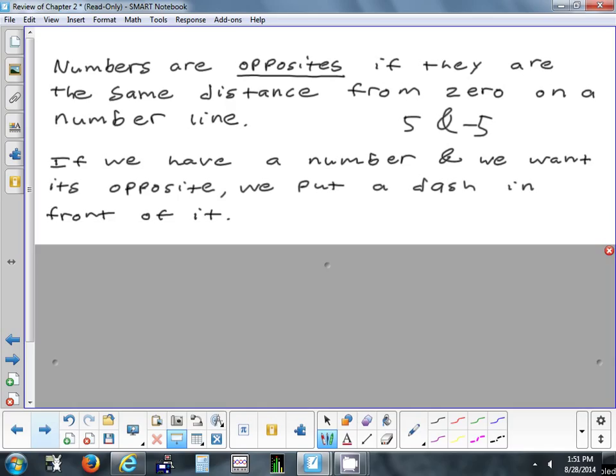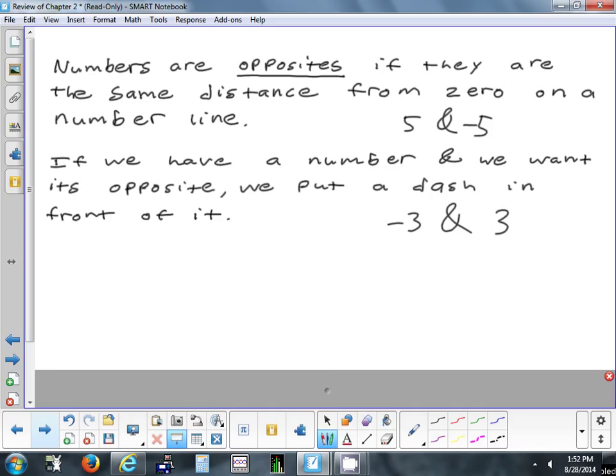If you have a number and you want to make it its opposite, you just put a dash in front of it. That's how you take a number and make it its opposite. So what if I already had a number with a dash in front of it? Put it without a dash. Yeah, if you already have a negative number, its opposite has to be a positive. So that's the idea of opposites. Any question on that?